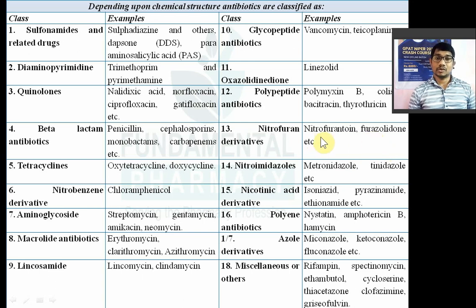So nitrofurantoin is used in UTI, and this one is used in what? Diarrhea. Now the next class is nitroimidazoles. In that you have antiprotozoal drugs like metronidazole and tinidazole. They are nitroimidazole derivatives, antiprotozoal drugs. The next class is nicotinic acid derivatives. In that you have isoniazid, pyrazinamide and ethionamide. These nicotinic acid derivatives are all used in the treatment of tuberculosis. Isoniazid is a first line agent, pyrazinamide is a first line agent, ethionamide is a second line agent.